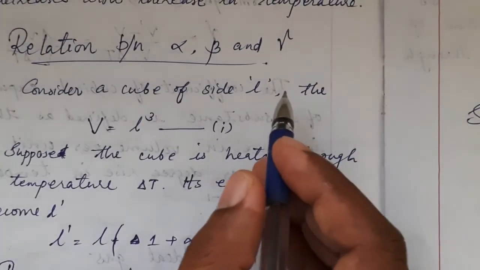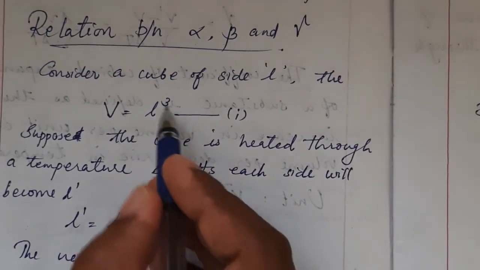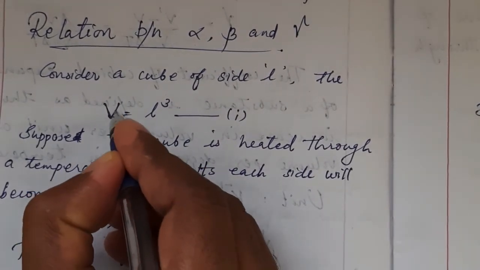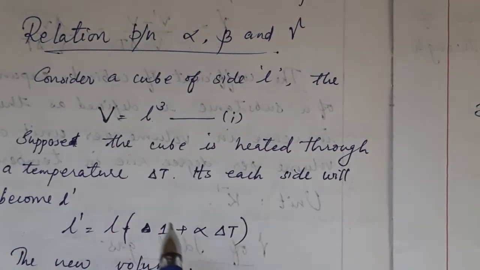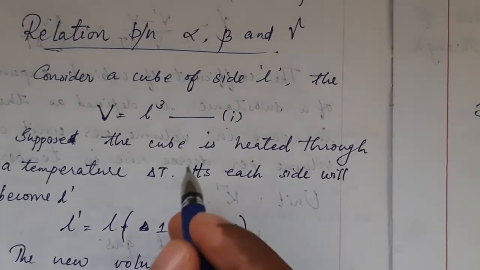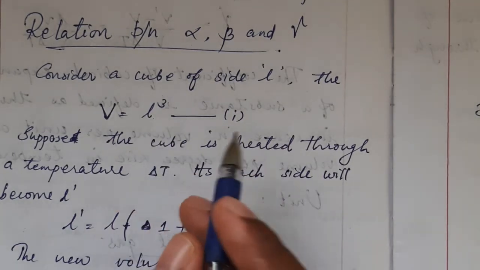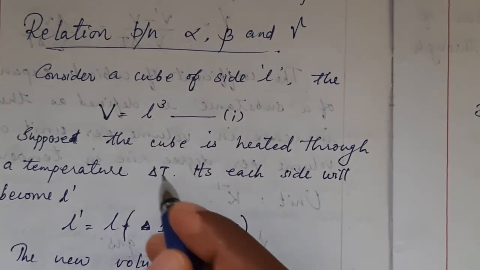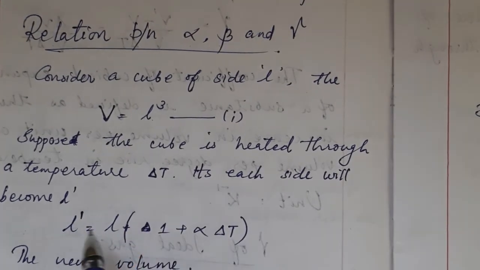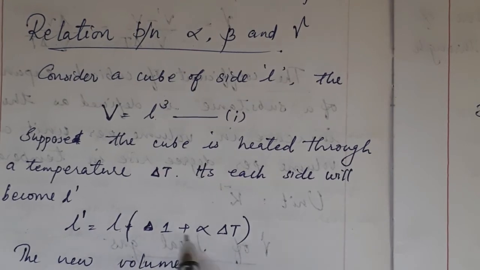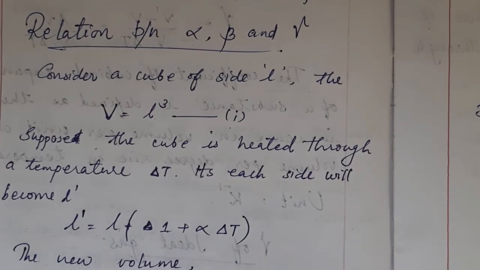Now let us try to relate this alpha, beta and gamma, all the three. For that, what we can do is we can take a body, a cube of side L, so that its volume is L cube. Upon heating, each side of the cube is increased, and the length becomes L dash. When there is a temperature change of delta T, this L dash is L into 1 plus alpha delta T. Already we know this relation. L dash is equal to L into 1 plus alpha delta T.